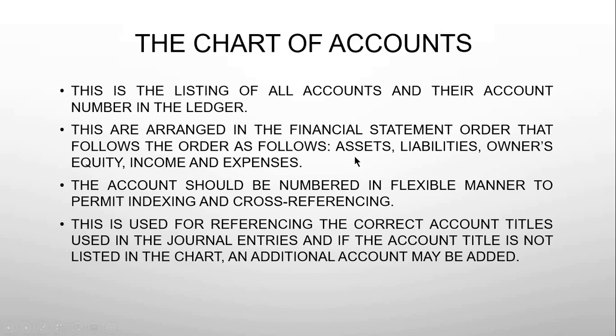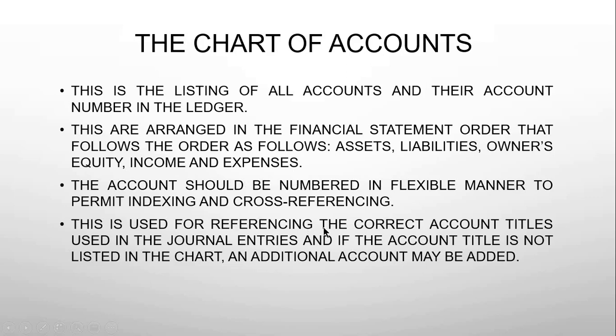So these are arranged, no, in the financial statement order that follows the order as follows. No, you have asset muna. So sa chart of accounts dapat nakalist una yung asset accounts, and then yung liabilities account, and then yung owner's equity accounts, and then yung income accounts, and then yung expense accounts. So the accounts should be numbered in flexible manner to permit indexing and cross-referencing. Dapat naka-number siya para kapag inaudit na natin siya or we are cross-referencing or we are indexing, madali lang natin siyang matrace.